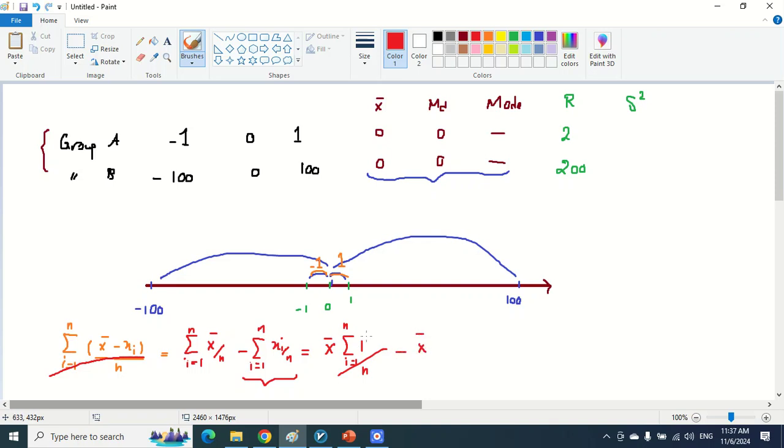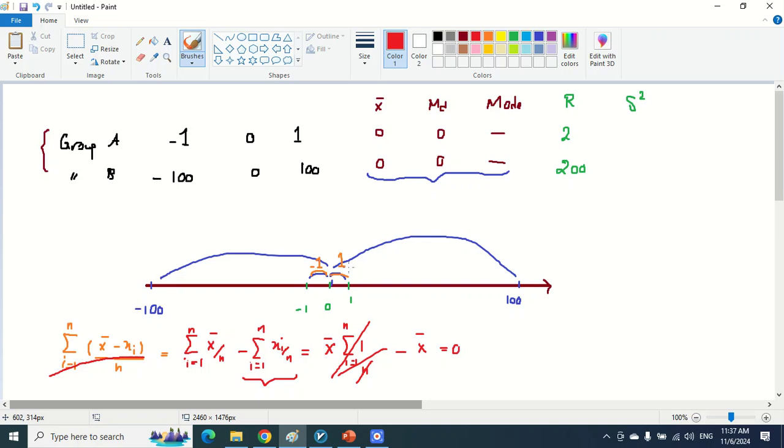And as you can see, if you add one n times to itself, it's going to be n, and this n and n will cancel from the numerator and denominator, and the result is equal to 0. So as you can see, the addition of the deviations is equal to 0.